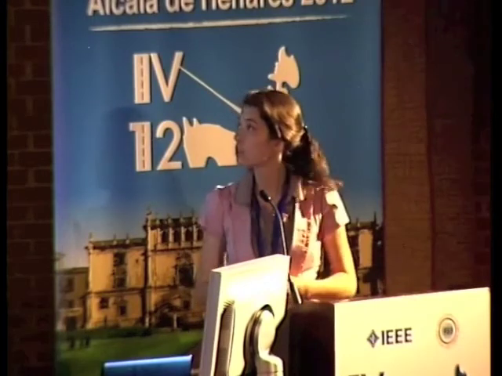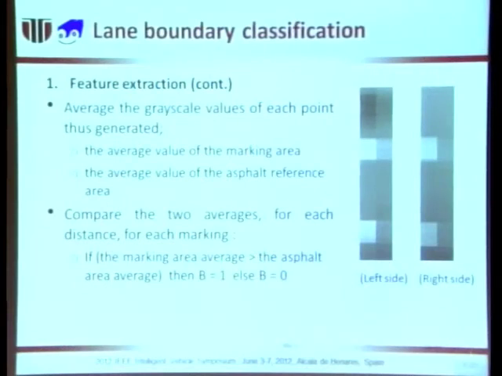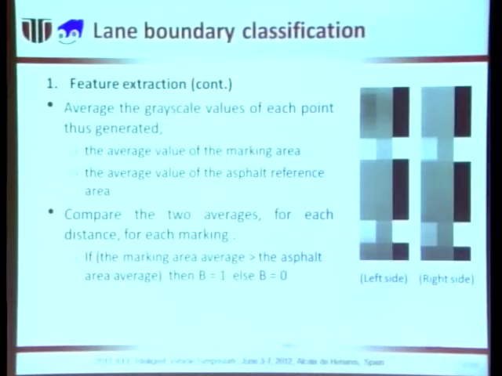We then average the grayscale for each point, and we obtain 2 averages: the average value of the marking area for the left side and right side respectively. Then we obtain the average value of the asphalt area inside the lane marking. The next step is to compare these averages. If the average of the marking area is greater than the average of the asphalt area by a low fixed threshold, then we set a value of 1 in a binary signal. Otherwise, it will be a value of 0. So this is the obtained binary signal.